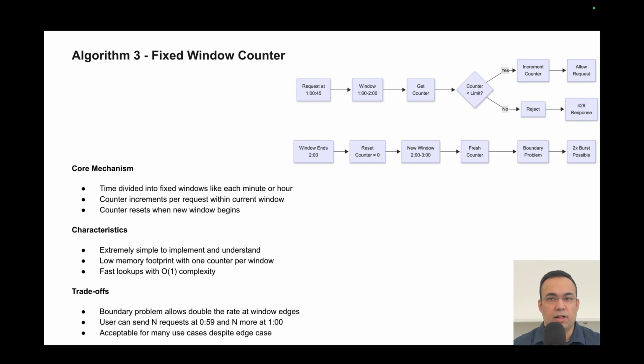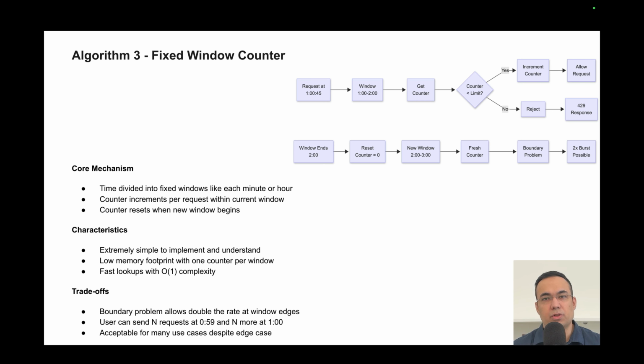Now let's talk about the third algorithm, the fixed window counter. This is the simplest rate limiting algorithm, and understanding its limitations helps us appreciate why we need more sophisticated approaches. The core mechanism works like this. Time is divided into fixed windows, like each minute or each hour. A counter increments for each request within the current window. The counter resets when a new window begins. If the counter exceeds the limit, requests are rejected.